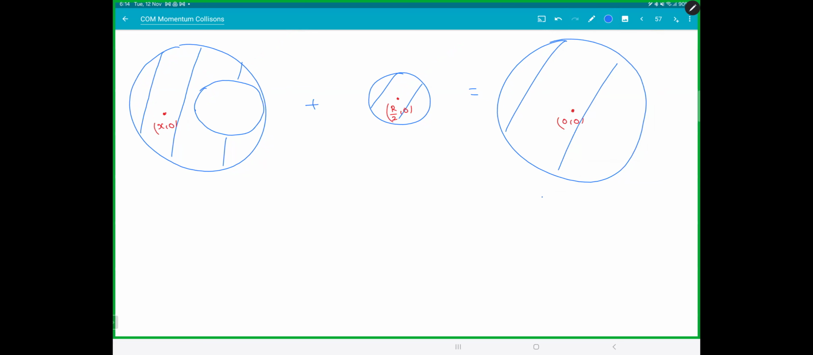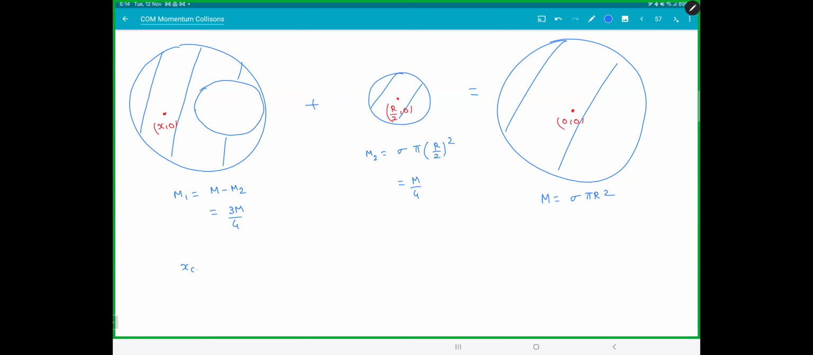Now for the big disk, let the mass be m. What is the mass? Sigma into pi r square. Let this mass be m2, which is sigma into pi, radius became r by 2, whole square. That means the mass is m by 4. So if you take a disk of half the radius, area is 1 by 4. Then M1 will be total mass minus M2, which is 3m by 4. If the total mass is m, the mass of the remaining disk is 3m by 4.